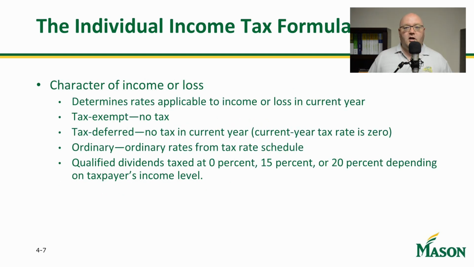So the character of income or loss, character is something we talk about a lot, and not only character of accountants, but we also talk about character of income and losses. And it's going to determine the type of income that you've got or loss in the year. It's going to determine whether it's tax exempt, meaning no tax, or tax deferred, meaning no tax this year, but maybe next year. It's also going to determine whether it's ordinary, where you're going to pay ordinary rates. Could be qualified dividends that are taxed at what we call the capital gains rates. And you can have long-term capital gains rates. That's something that's actually not on this slide, but it's definitely something that you have.